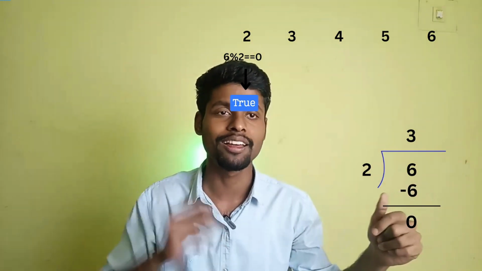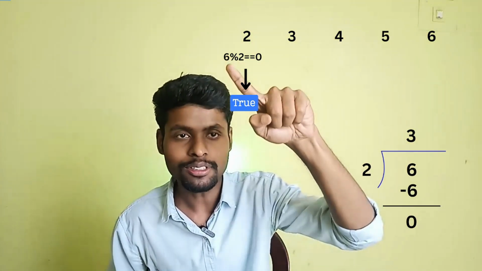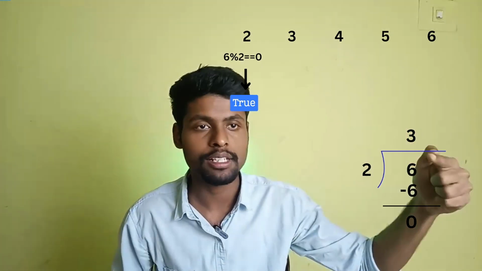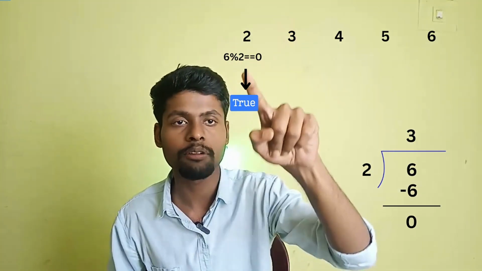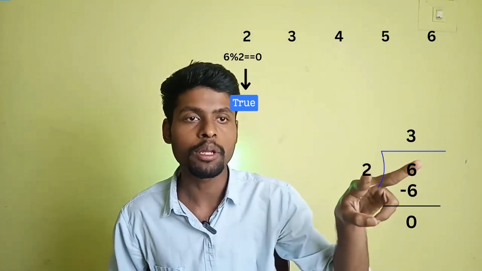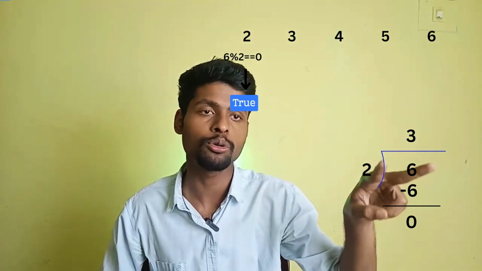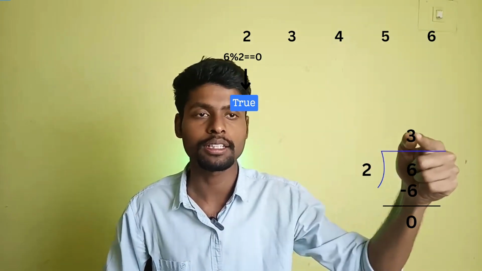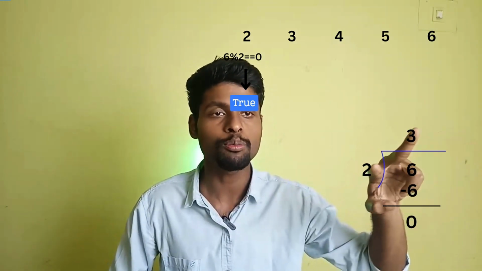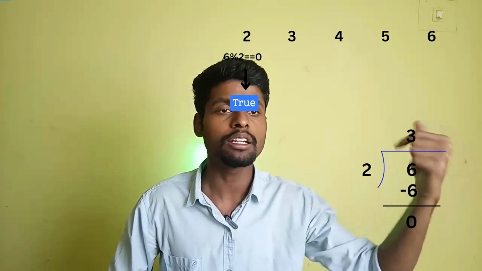Anyways, the user given value is 6, right? The user given value is 6, and I am dividing the user given value by 2. What will be our first step? We need to divide this 6 by 2, and we will get the coefficient as 3. And then what will be our second step? We need to multiply this 2 value. 2 into 3 will get result as 6.